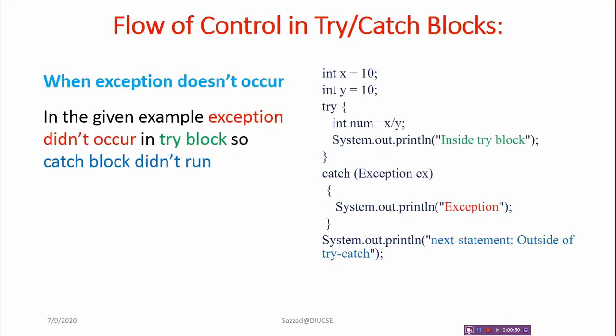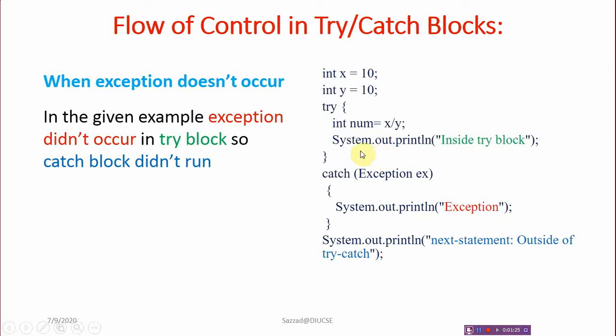We'll start this part with the flow of control in the try-catch block. First of all, we'll see a scenario when an exception does not occur. This is an example where an exception does not happen. So what will be the flow of control of the program? Let's see. There are two integer type variables, and we are trying to divide those two variables. As there is no zero value in the variables, it will give an output properly.